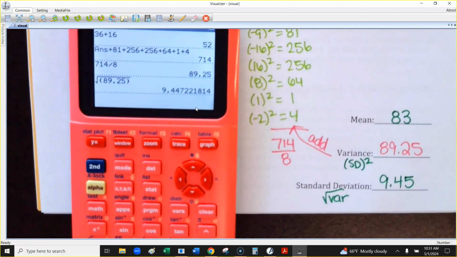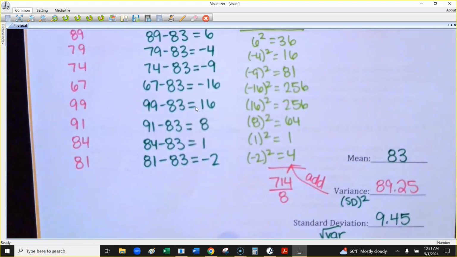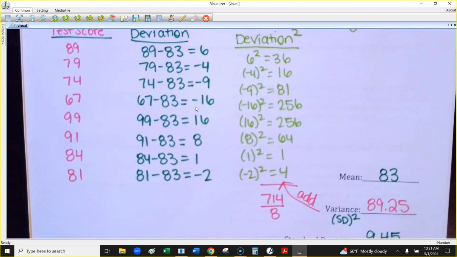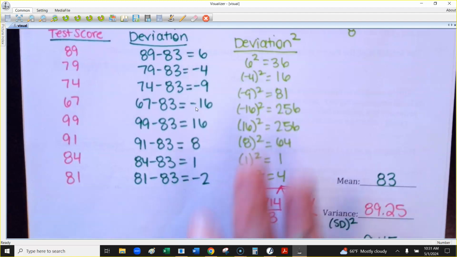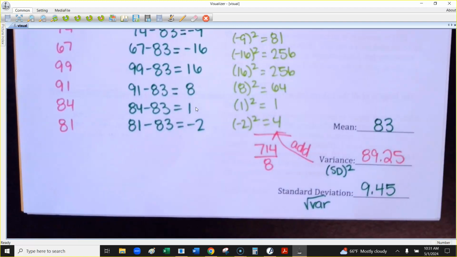I know it's kind of a lot of work if you have to do this by hand. So I'm going to show you how to do it with the calculator on the back, but that's what the process is. Find the deviation, you square all of them, and then it's just the average of the squared deviations to find the variance. You take the square root of the variance to find the standard deviation.